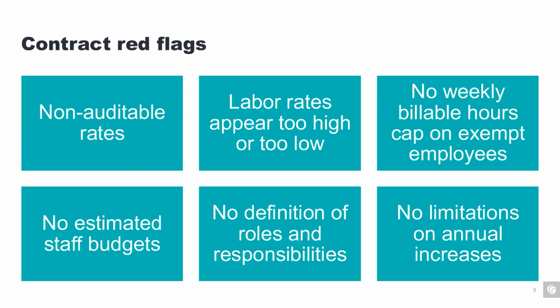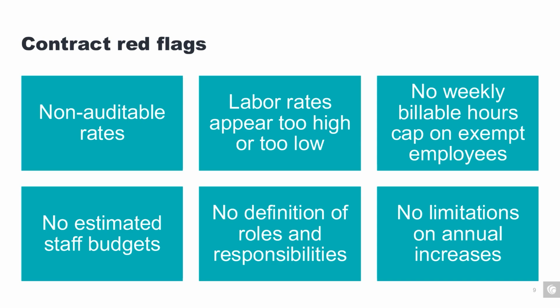As you consider your contract terms, here are some red flags to be aware of. One of the biggest flags is when labor rates cannot be audited. If the contract does not allow verification of actual costs or supporting documentation, you lose transparency and control, and you want to ensure your audit rights are clearly stated. This protects against inflated or fabricated charges.